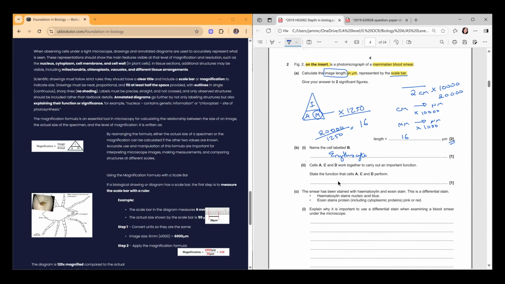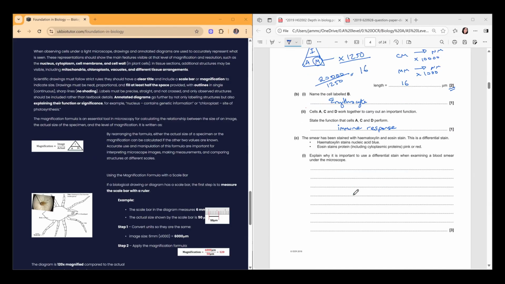Okay, so what's the function of this? Well, the function is it's going to result in an immune response. So we're going to have an immune response that is going to be working to fight against any pathogens that may come in. So our neutrophils are part of our phagocytes. They're a type of phagocyte, which is going to fight an infection. Okay, let's have a look at this question then.